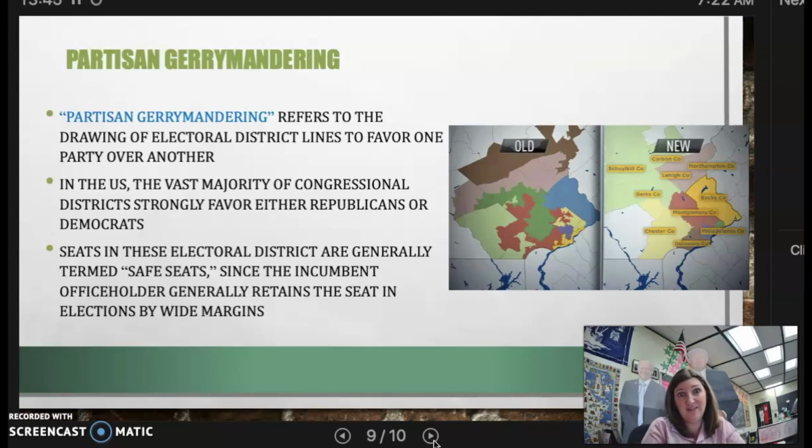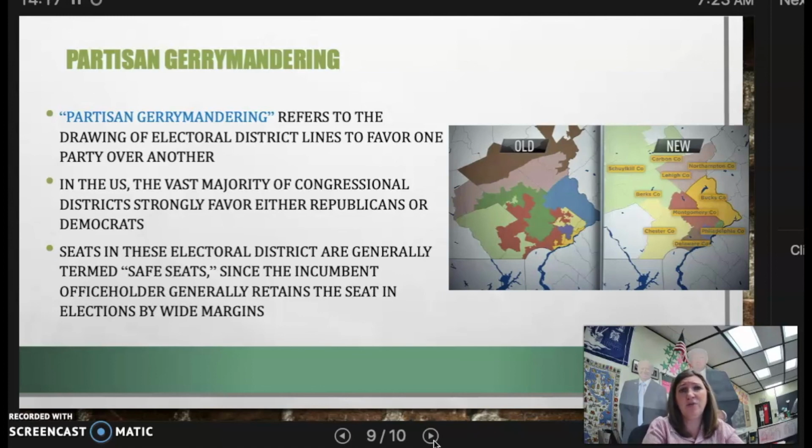Now, there's negatives, right? In the system of drawing out and carving out districts, we do know that things like gerrymandering occur, right? That's when you draw an electoral district that favors one party over another. In the United States, the vast majority of congressional districts strongly favor either Republicans or Democrats. And seats in these electoral districts are generally termed safe seats, where traditionally the Democrat always wins or the Republican always wins. The incumbent office holder generally retains their seat in elections by very wide margins.